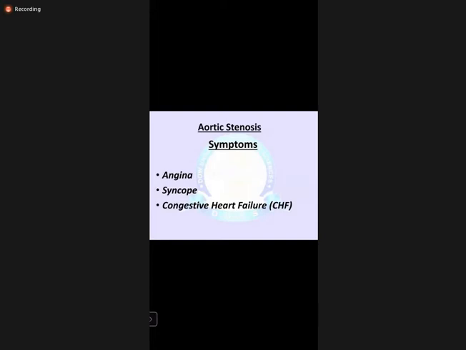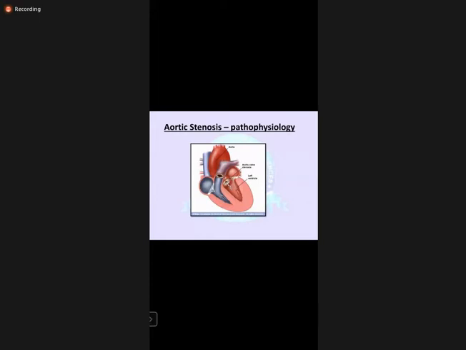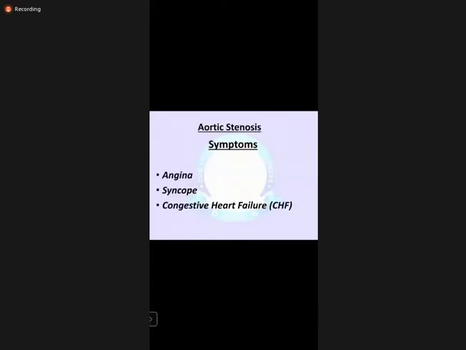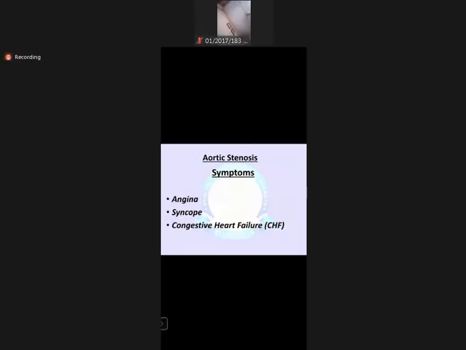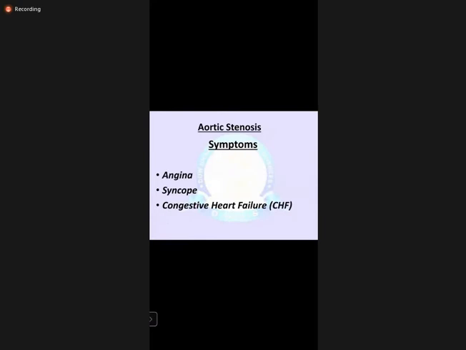The classical symptoms of aortic stenosis include angina, syncope, and congestive heart failure. Why is there angina? As you have already seen, there is left ventricular hypertrophy, so there is more muscle mass, and that more muscle will require more blood supply, which is not possible properly. So there will be angina and heart attack. And why is there syncope? Because there is an insufficient supply of blood into the aorta, and later on the heart will decompensate and lead to congestive heart failure.